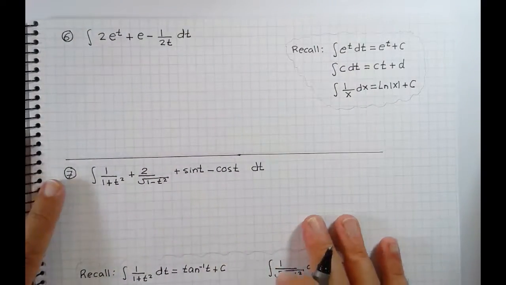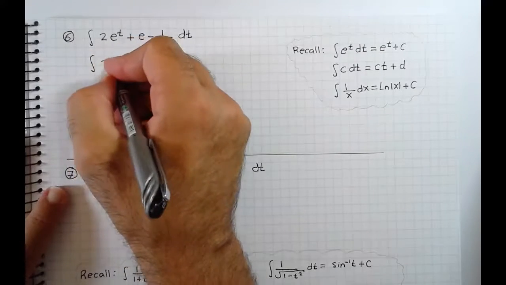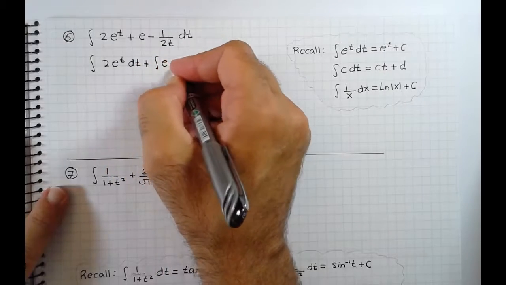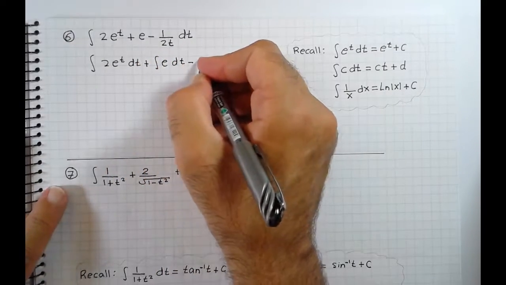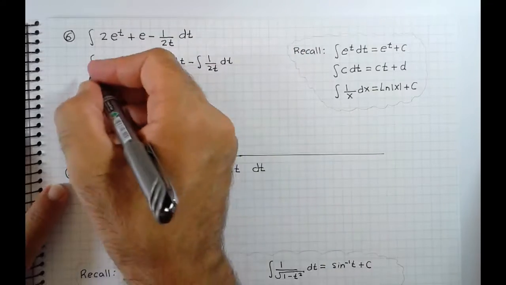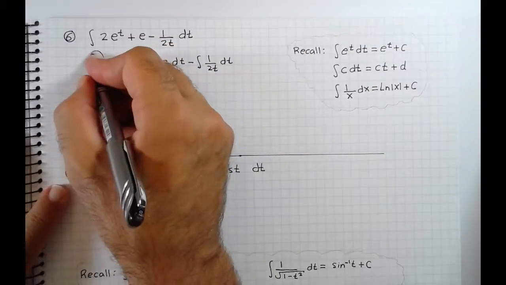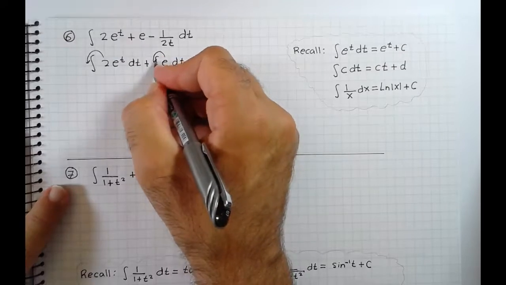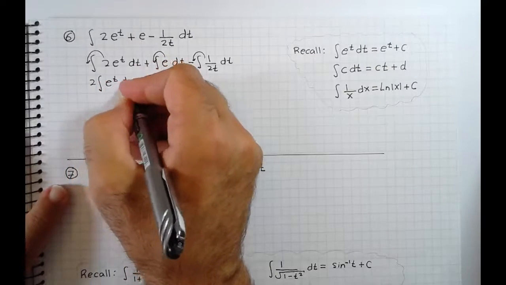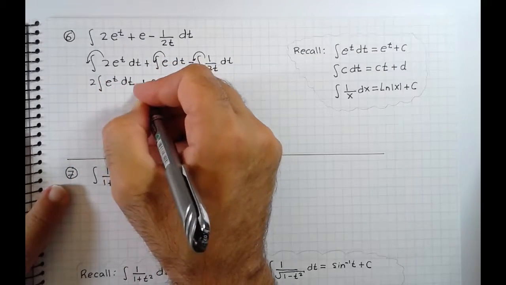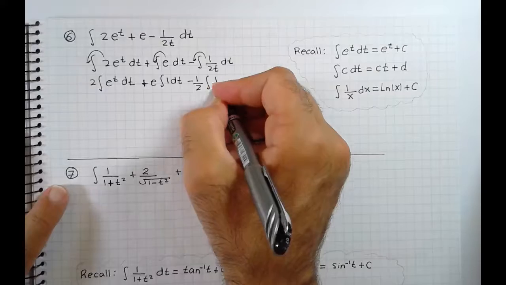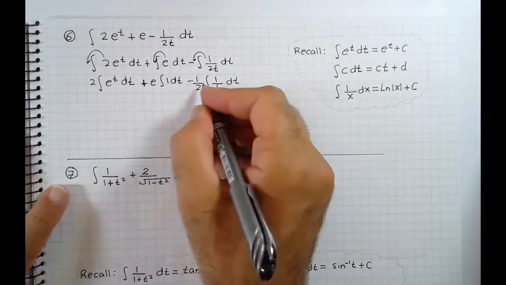Okay, let's look at number 6. We'll split up the integral like before. That's 2e to the t dt plus integral e dt minus integral 1 over 2 t dt. Now the constants will pass right through the integral, so the 2 comes out, the e comes out, and the 1/2 comes out. That's 2 integral e to the t dt plus e integral 1 dt minus 1/2 integral 1 over t dt. Splitting up the integral.